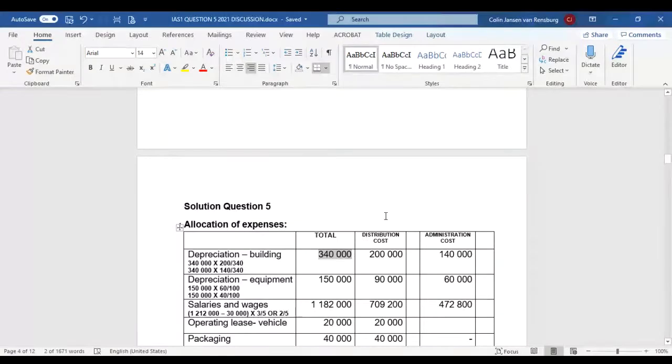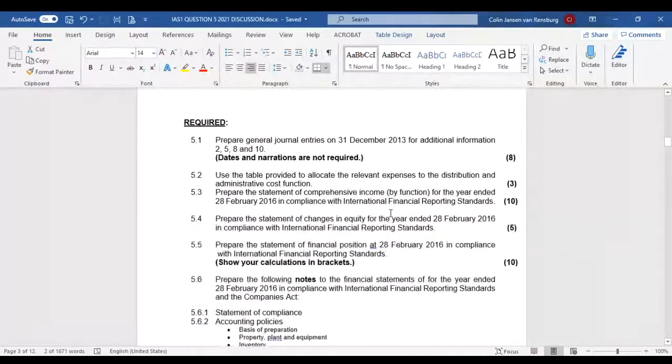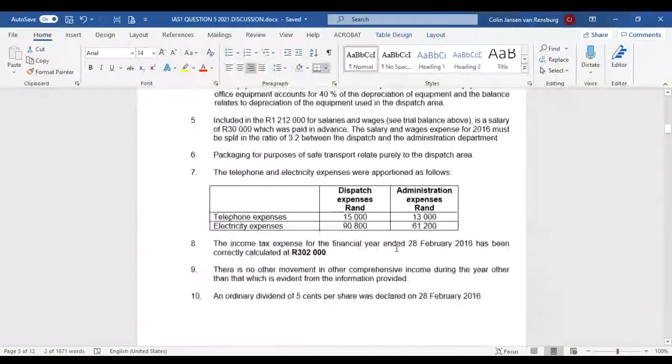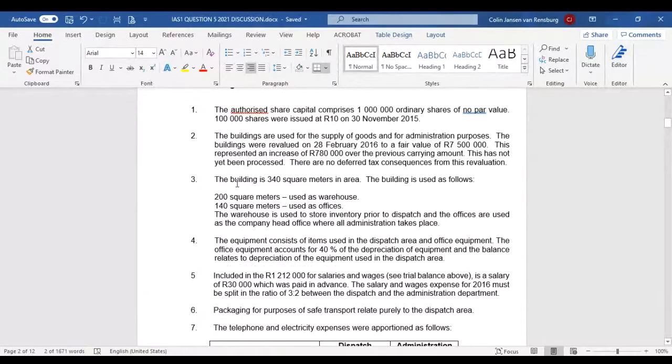Now, how are we going to allocate it? That is the question. So now we have to go and refer to the information that they've provided us here, which has been predetermined many, many moons ago by the financial top structure of this company. And there in paragraph 3, they say the building. Remember, we are now talking about depreciation on the building. They say the building has a total area of 340 square meters.